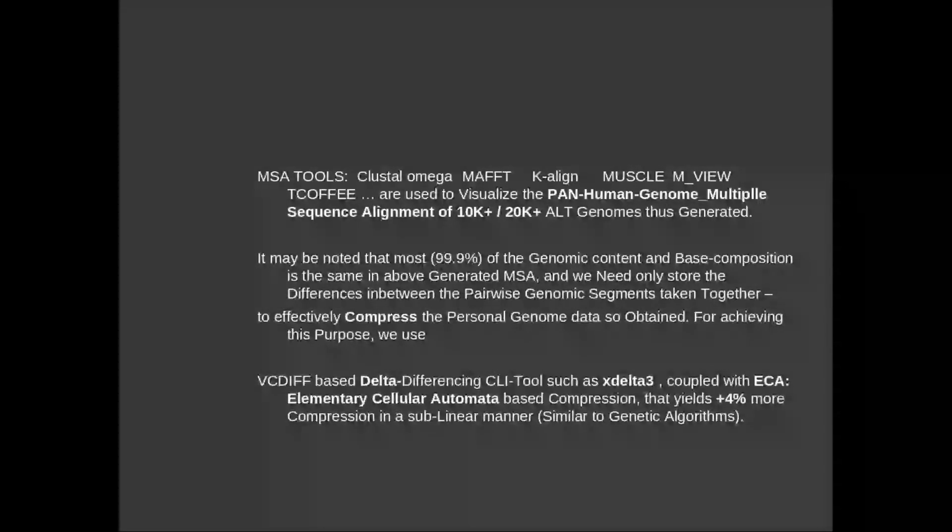And then we need to note that 99% of the genomic content and base composition is the same across all these genomes, so we need to only store the differences in the genomic segments taken together, for which we use a VCDIFF-based delta differencing command line interface tool such as XDelta3, coupled with elementary cellular automata compression that yields 4% more compression in a sublinear manner, similar to genetic algorithms.